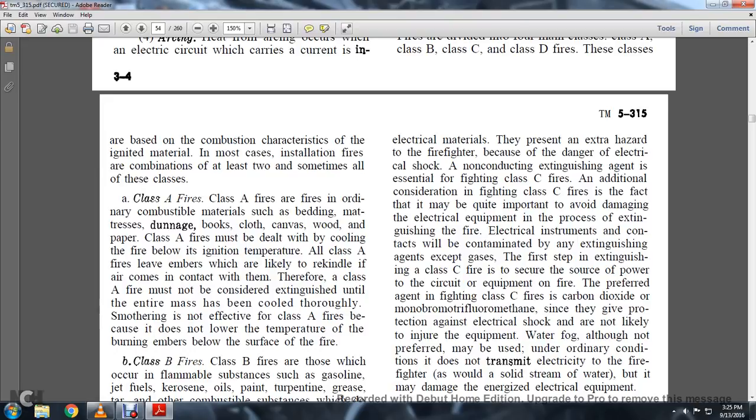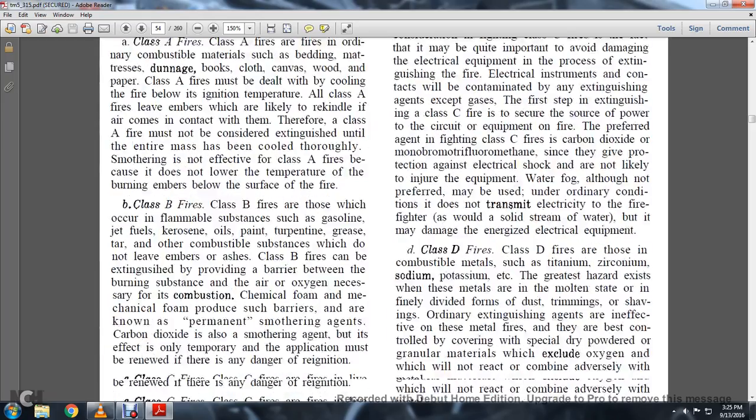Class A fires. Class A fires are fires of ordinary combustible materials such as bedding, mattresses, dunnage, books, canvas, wood, and papers. Class A fires must be dealt with by cooling the fire below the ignition temperature. All Class A fires leave embers which are likely to rekindle as air comes in contact with them. Therefore, a Class A fire must not be considered extinguished until the entire mass has been cooled thoroughly. Smothering is not effective for Class A fires because it does not lower the temperature of the burning embers below the surface of the fire.